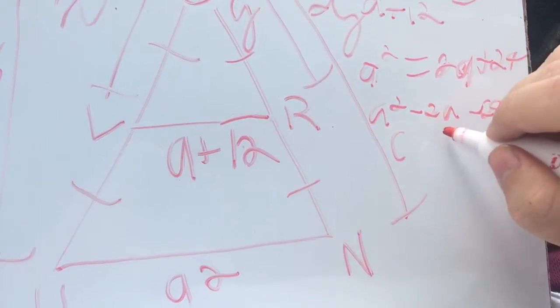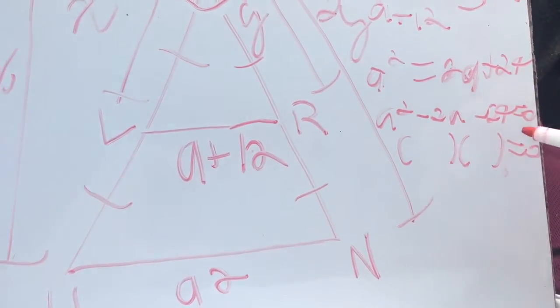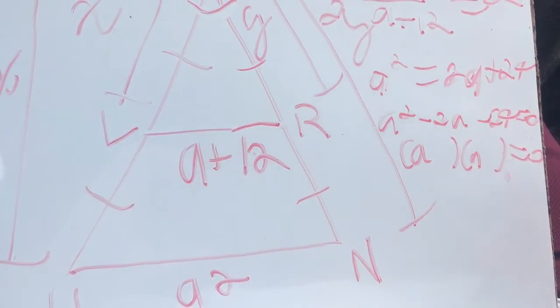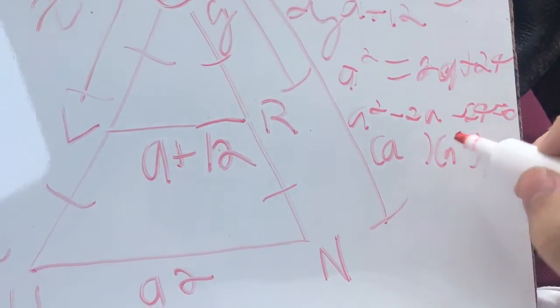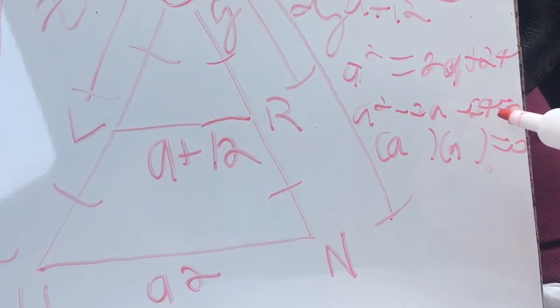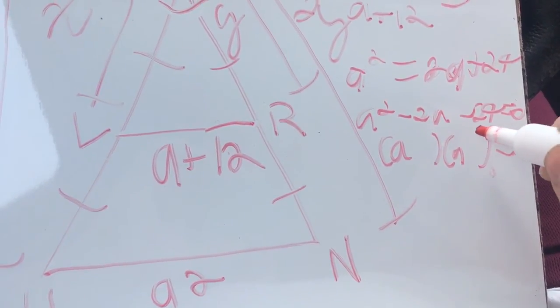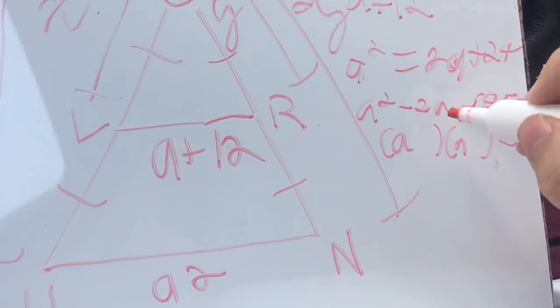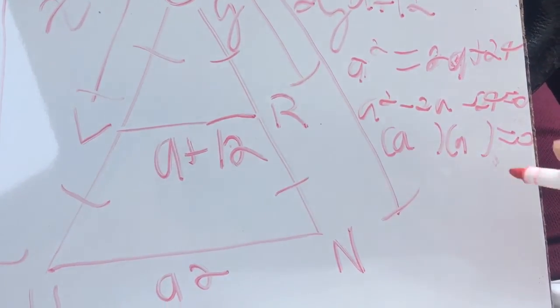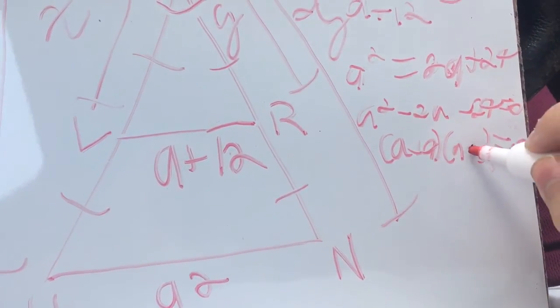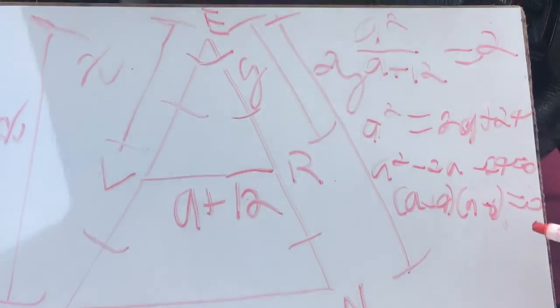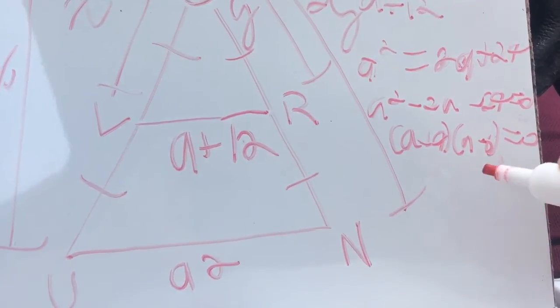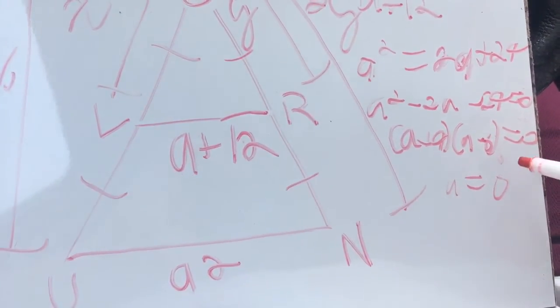Now let's factor. So what times what equals this, where those two things that are multiplied by each other are added to equal this? It's going to be positive 4 and negative 6. So we want the positive value of a. So that's going to be a is equal to 6.